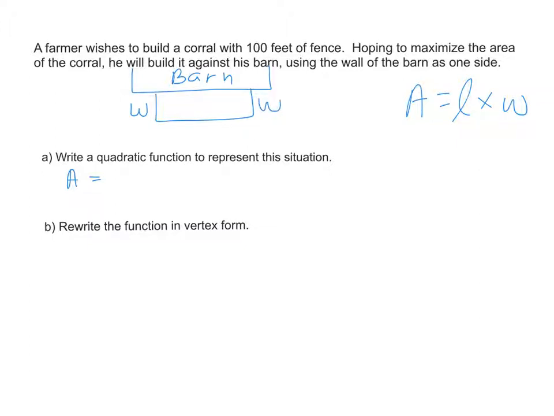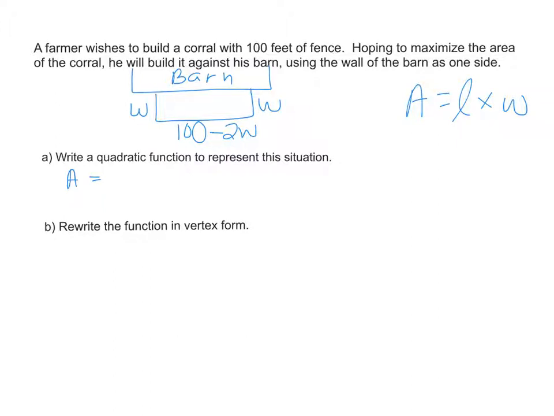So both of these sides is W. You have 100 meters, feet, was it? Yeah, 100 feet of fence altogether. So if we use W on one side and W on the other, we're left with 100 minus 2W for the length. Now we can write the quadratic function.